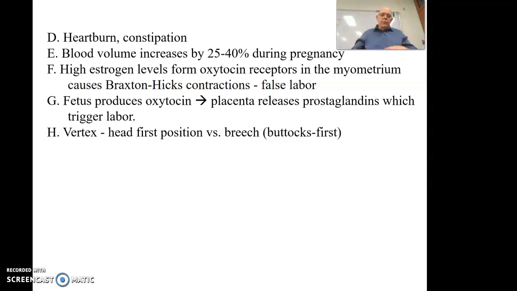It's going to be more upright. If it was sideways, then it would not fit very well, and it would also cause a lot of problems. Now, head first is the preferred position. It's easier delivery. First of all, if the head comes through, it's the largest part of the baby, and once it comes through, the rest of the body usually comes out fairly easy.